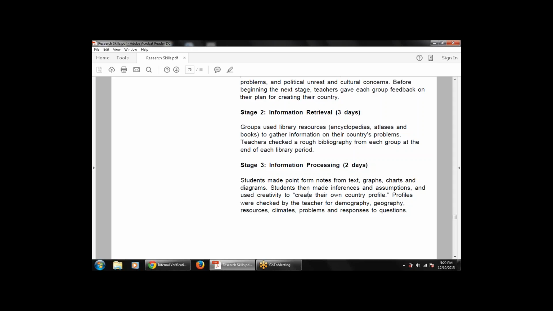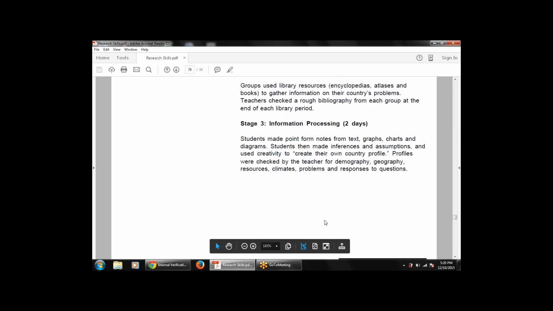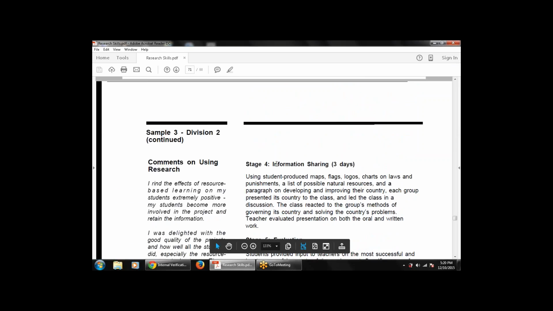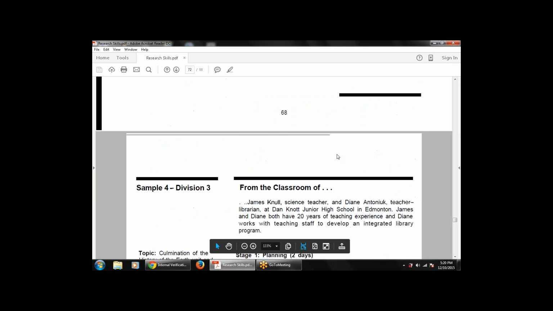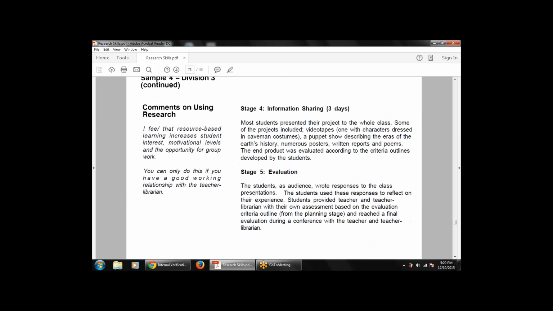Whatever activity they carry out for the different climates, the different problems and responses to the questions, that is stage number 3, information processing. They gather the information from the atlas and process it, representing it in the form of graphics, images or diagrams. Then comes information sharing, which is how the information will be shared.